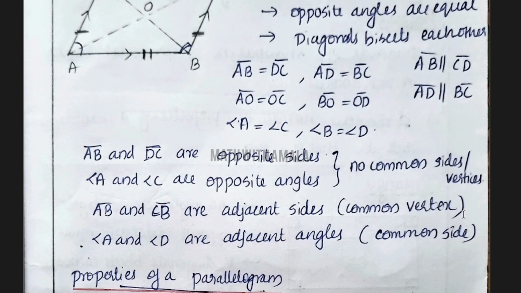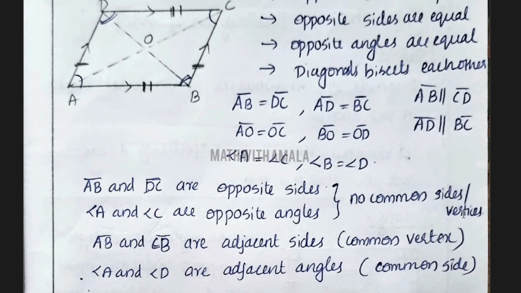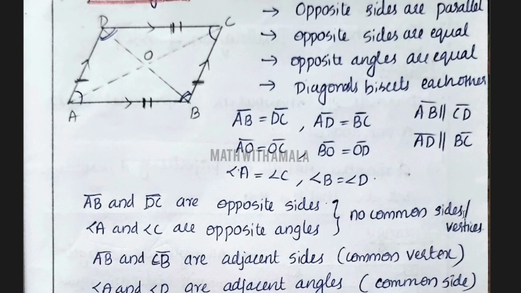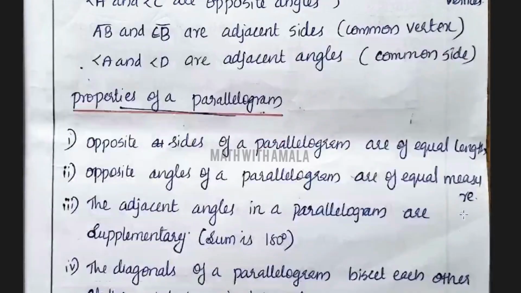AB and CB are adjacent sides. They have a common vertex, so they are called adjacent. Angle A and angle D are adjacent angles. They have a common side. This angle A and angle D are placed at the two ends of the same line.